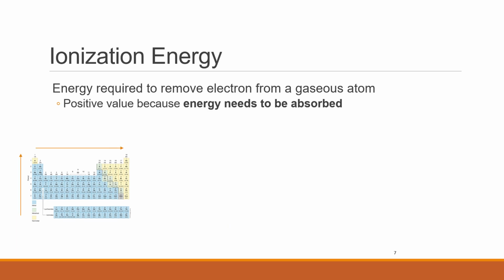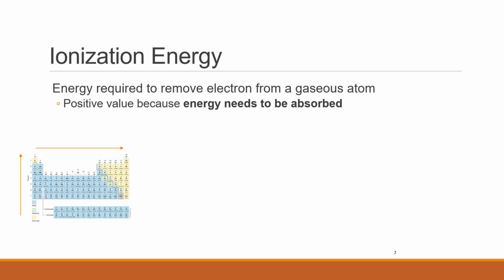Next, we're going to look at ionization energy. Ionization energy was the energy required to remove an electron from a gaseous atom. Now this energy is a positive value because energy needs to be absorbed. If you remember from previous chapters, chapters 5 and 6, the positive values were the endothermic, where energy was absorbed. So that's the case happening here.